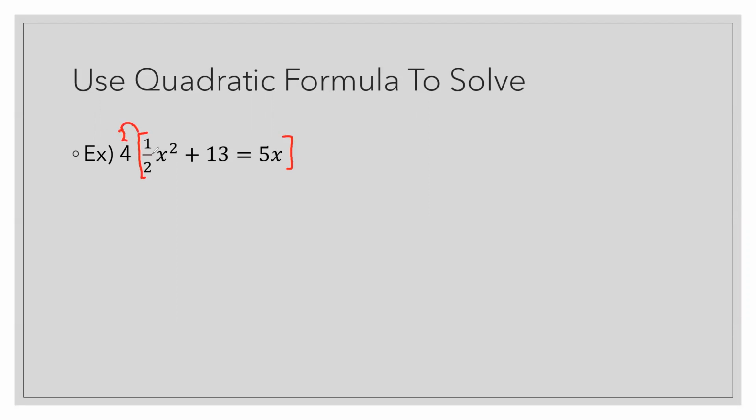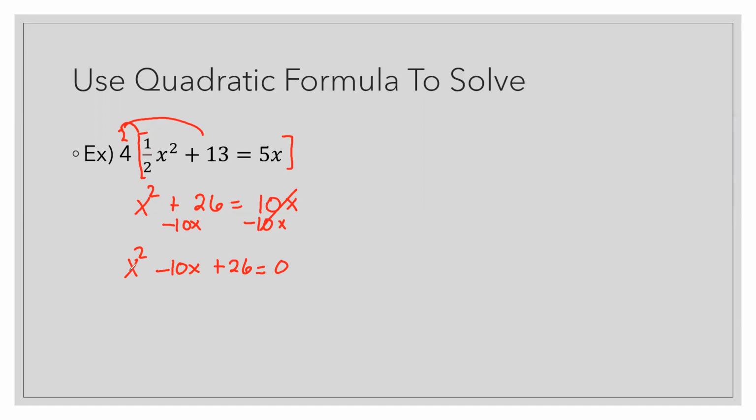So 2 times 1/2 x squared just disappears. 2 times 13 is 26. 2 times 5x is 10x. And then let's get one side to 0, so we're going to subtract 10x. Okay, so now you're left with x squared minus 10x plus 26 equals 0.